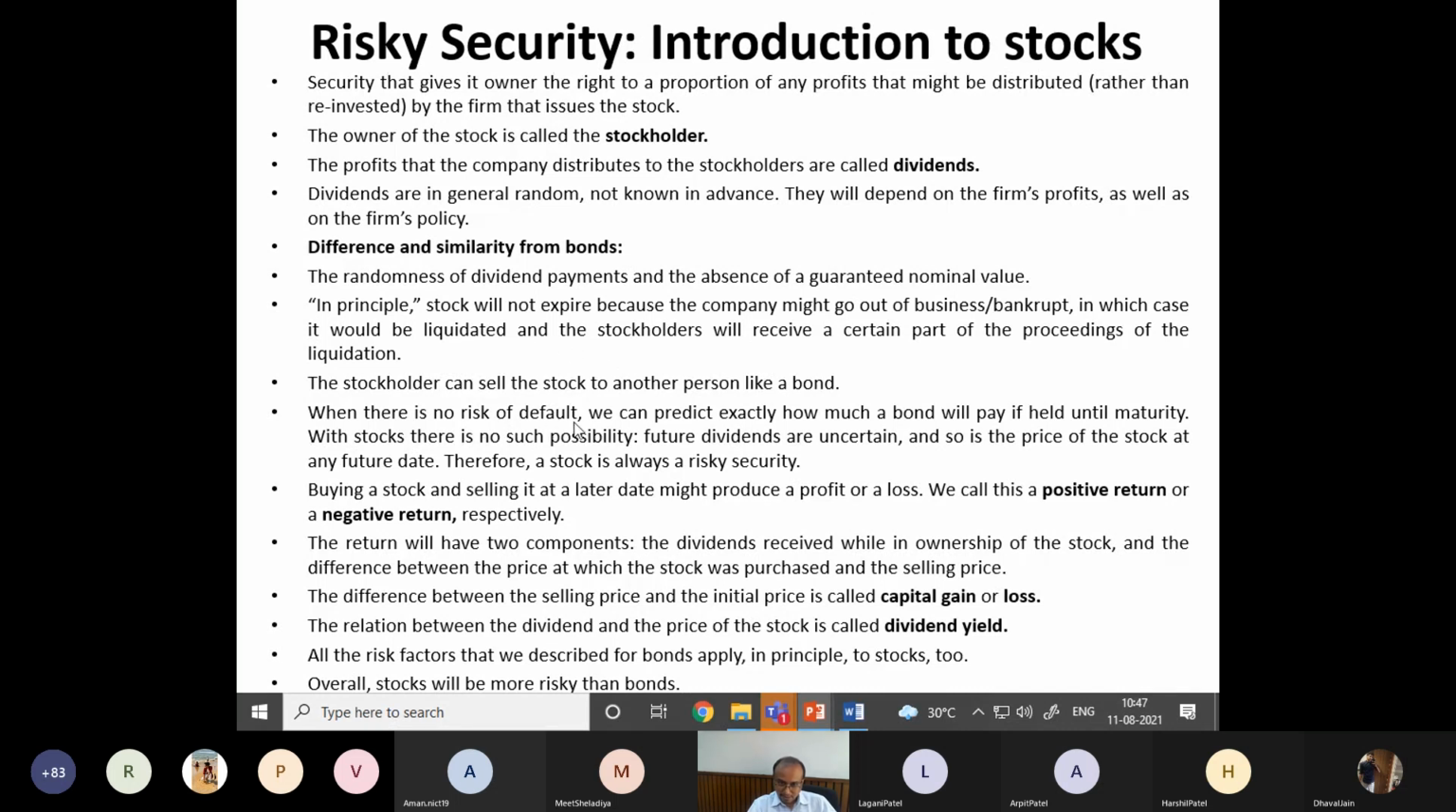When there is no risk of default, we can predict exactly how much a bond will pay if it is held until maturity, right? If the company will not default in the case of a bond, then we know how much it will pay at the end of the maturity. But with stock, there is no such possibility. Future dividends are uncertain. So is the price of the stock at any future date. Therefore, the stock is always a risky security in that way, right? Otherwise, the liquidity risk and the inflation risk are also there here. So whatever risks are with the bonds are also there with the stock.